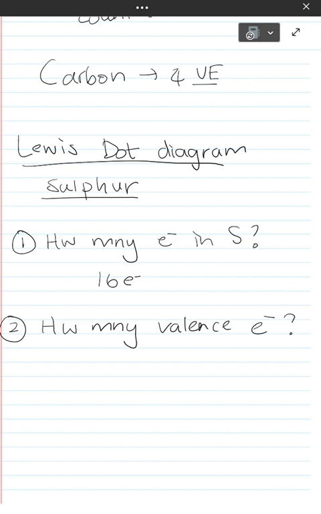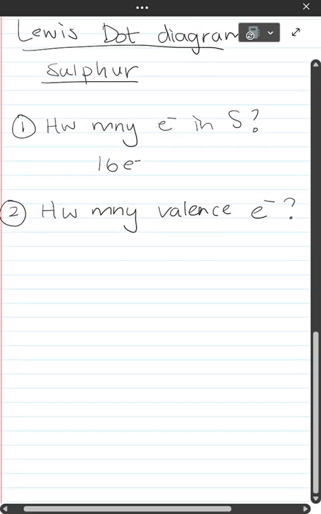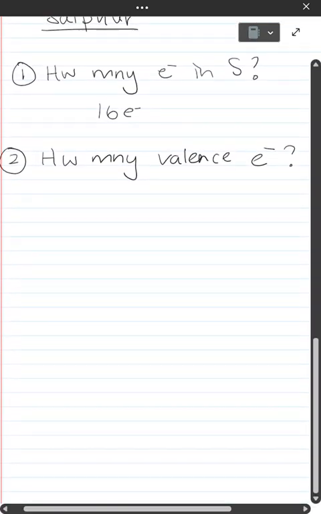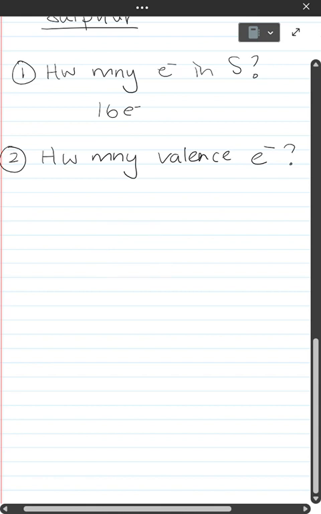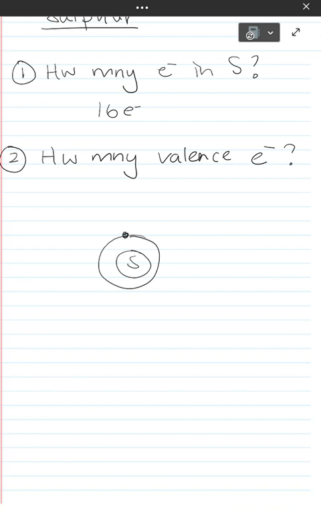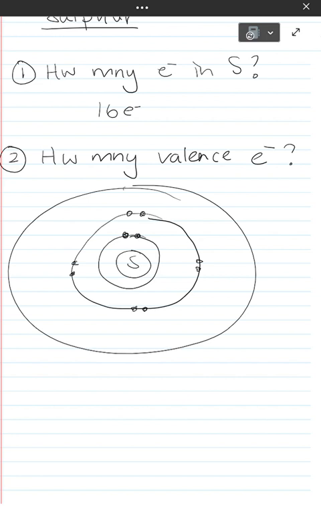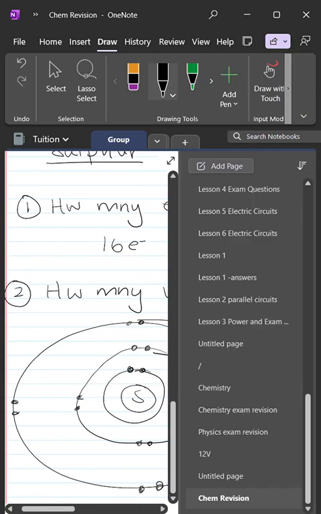But we now need to ask ourselves, how many valence electrons are in sulfur? And the way you can do this is by drawing your shell notation. So if you can imagine you've got sulfur here, your first shell is going to take 1, 2 electrons, followed by 3, 4, 5, 6, 7, 8, 9, 10, followed by 11, 12, 13, 14, 15, 16.